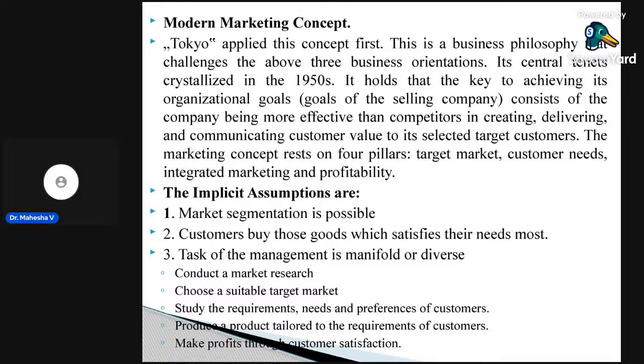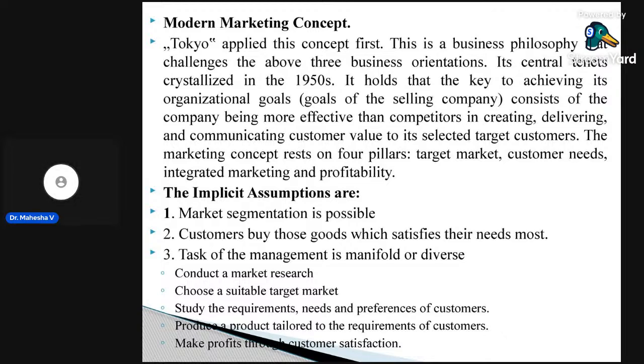The customer needs: on the one hand we are going to select a particular segment wherein we position our product; on the other hand, how best can we identify the needs of your customers? Unless your offering matches your customer needs and requirements, it is totally mismatched, and your product may not move over the long run in the market, because you are offering a product which is against the needs and requirements of the consumers. That's why you need to integrate customer needs as one of the important pillars or components under the modern marketing concept.